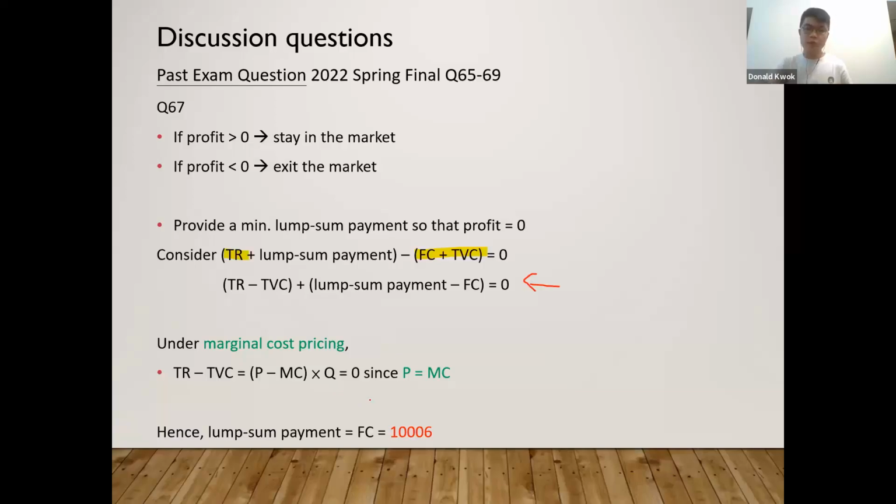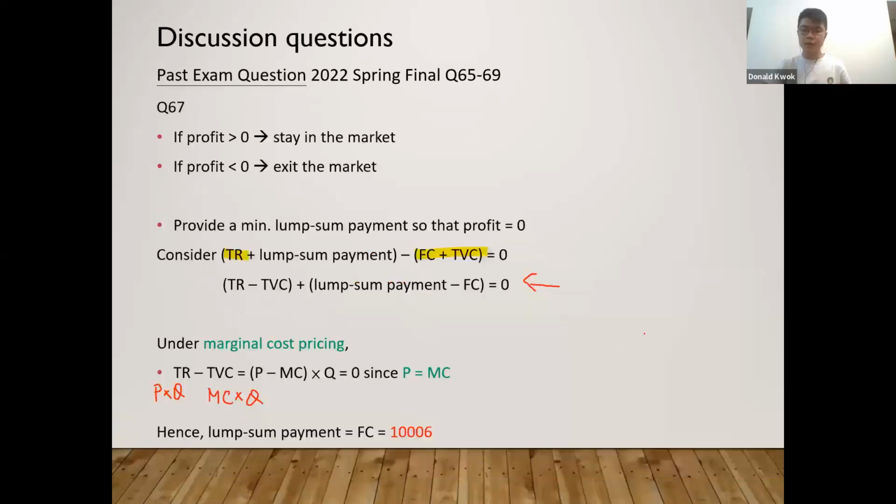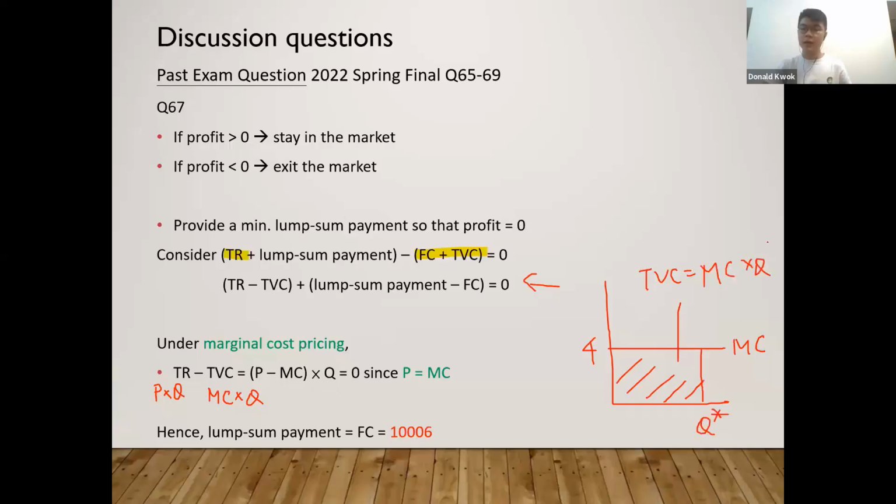So for the first bracket, total revenue minus total cost. Total revenue will be price times quantity, while total variable cost will be marginal cost times quantity. Why is total variable cost marginal cost times quantity? Because we have a constant marginal cost fixed at $4, right? So if you're trying to find the total variable cost, which is simply the area below the marginal cost, then it will be the rectangle here, calculated as marginal cost times quantity. So this is why the total variable cost under a constant marginal cost will be MC times Q.